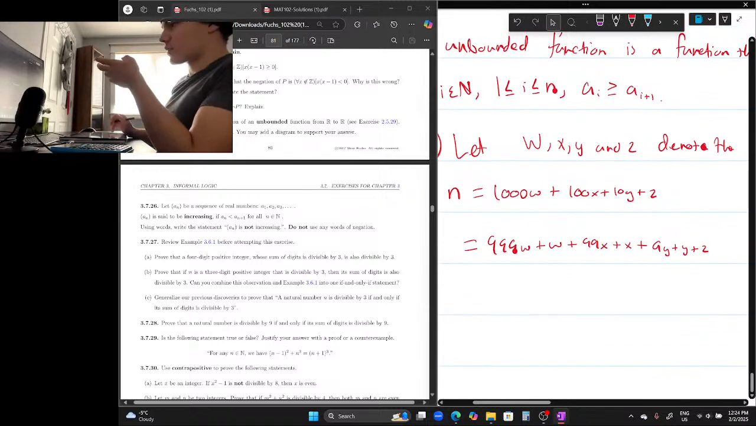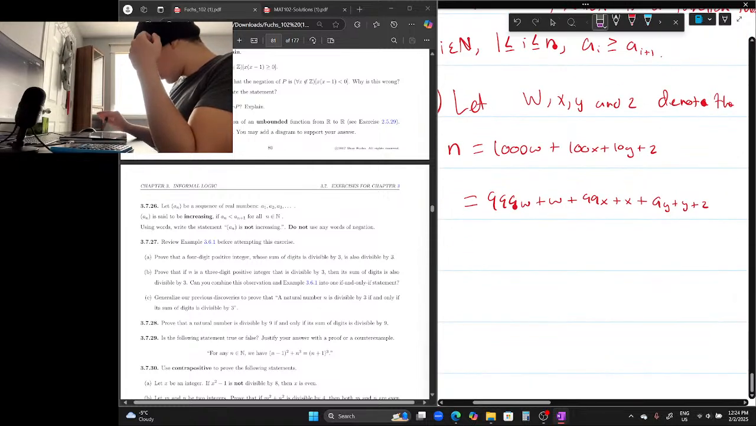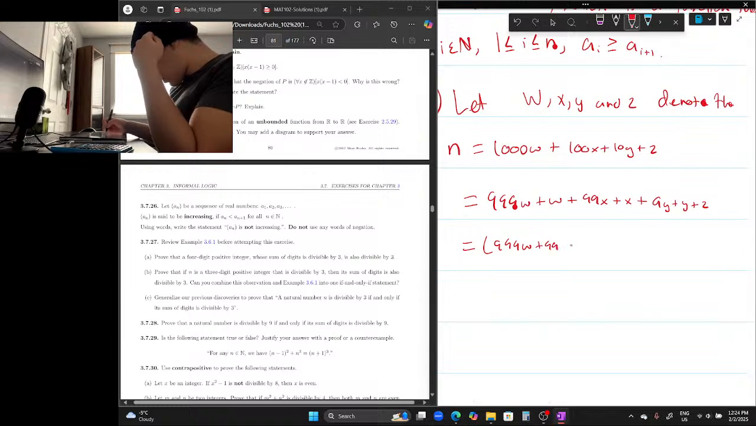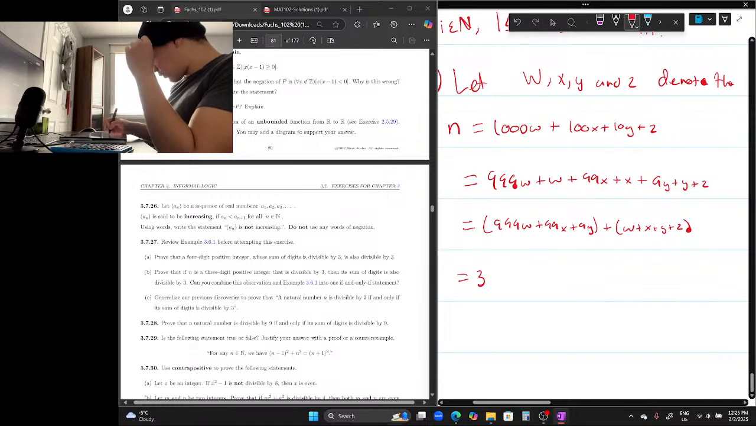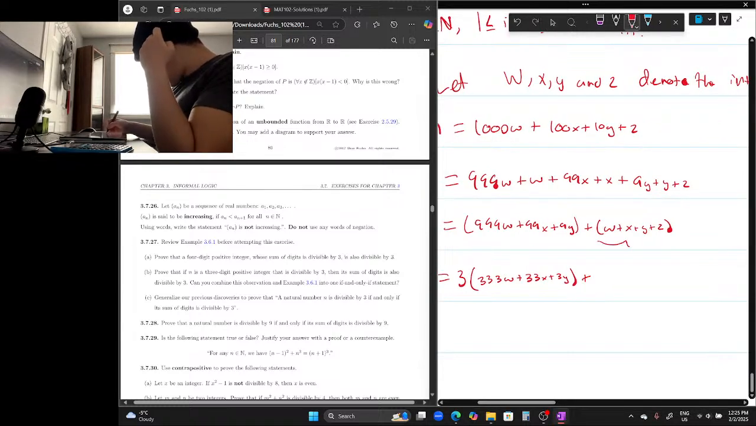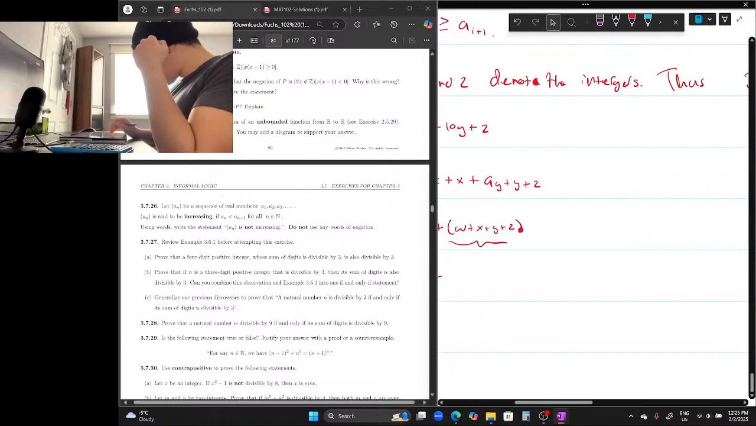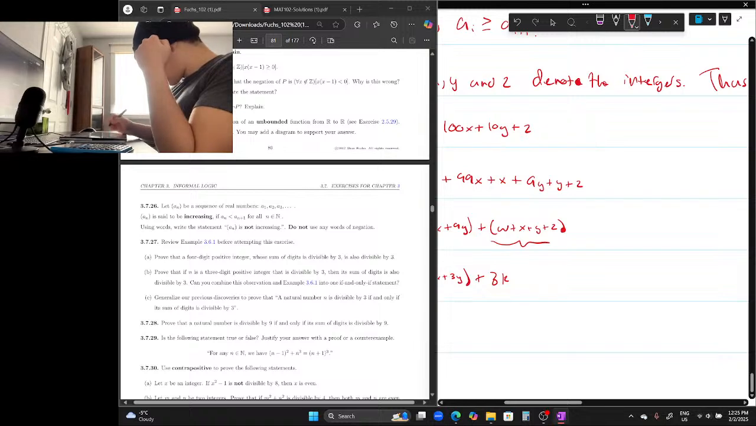So again, taking the same value, we just rewrote the sums as more like their original parts. So now we can regroup them. 999W plus 999X plus 9Y plus, we'll leave Z. So again, just regrouping them, we know that we can also clearly factor out a 3 from this. So 333W plus 33X plus 3Y. Nothing special there. Now this, well, we said above that this was divisible by 3. So this just becomes 3K.